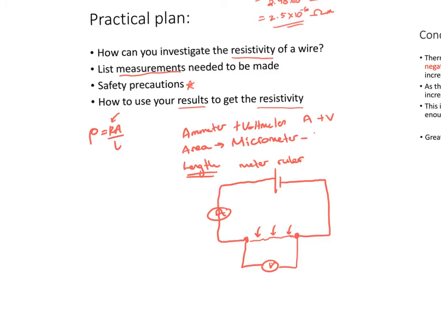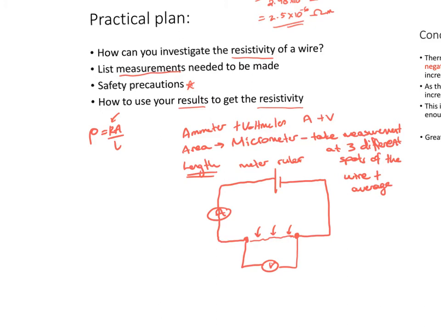So take measurements at 3 different spots of the wire and average. Because wires are not always fully 100% perfect, you might need to do that in order to make sure that you take the average of the thickness or diameter of the wire.